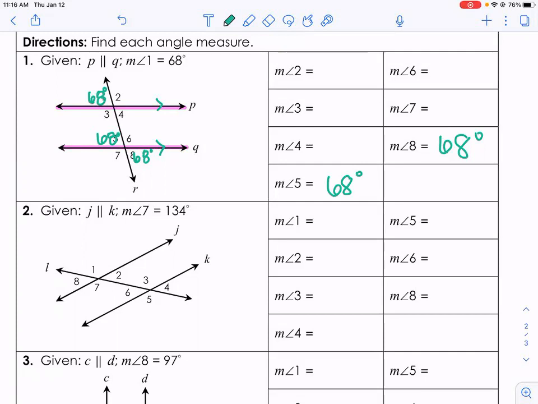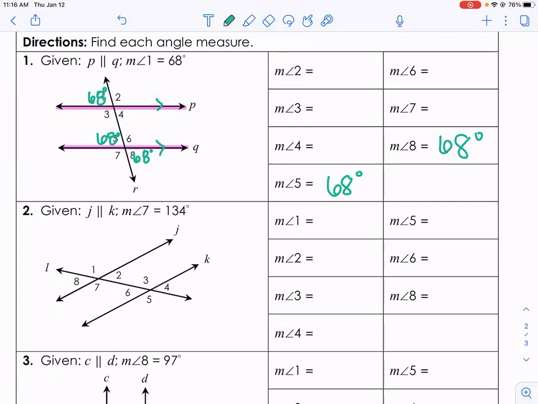Angle, what did we just write down? Angle 5? I'll highlight it. Angle 5 is an interior angle. Which angle is the alternate interior angle for angle 5? 4. 4 is the alternate interior angle to angle 5.